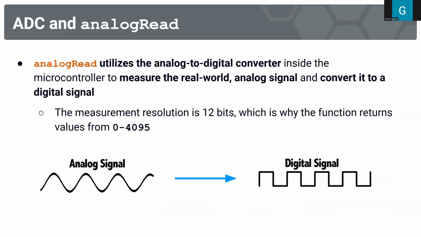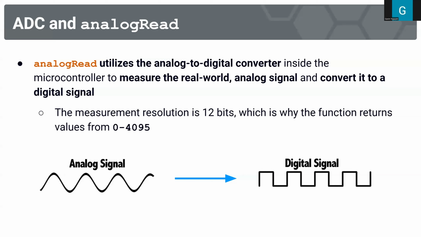So ADC and analogRead is our next concept that I wanted to go over again briefly. So analogRead is that function that utilizes the analog to digital converter inside the microcontroller to measure real-world analog signals and convert them to a digital signal. So essentially, almost all signals in the world are analog inputs. If you've taken Physics 7E, you might be aware that, for example, light waves are analog. Also, sound waves. So honestly, almost every signal in the real world is an analog signal.